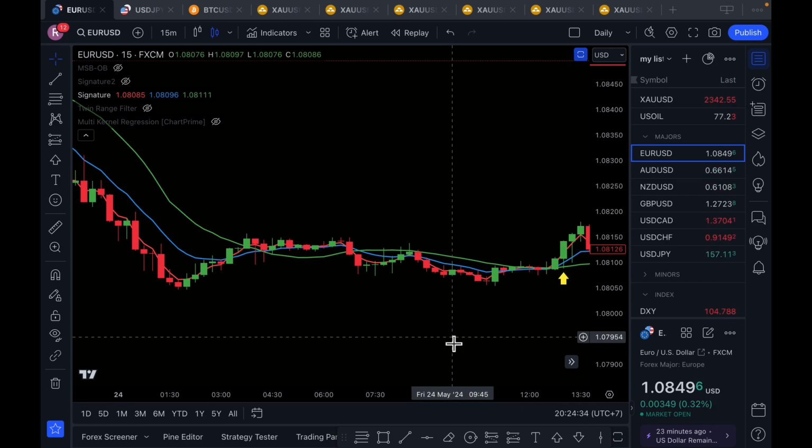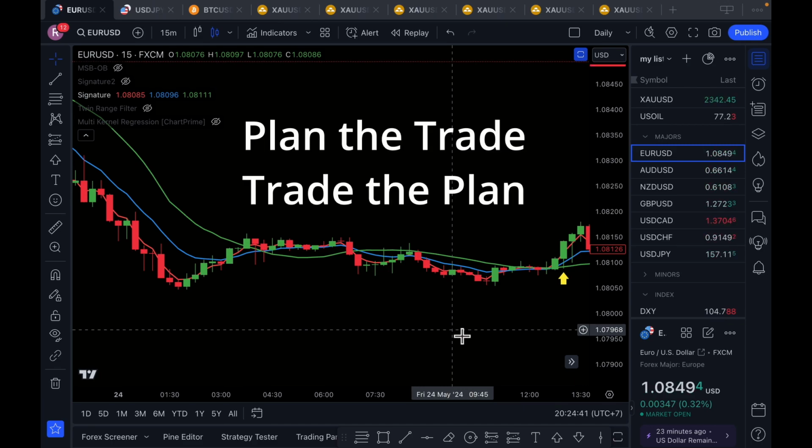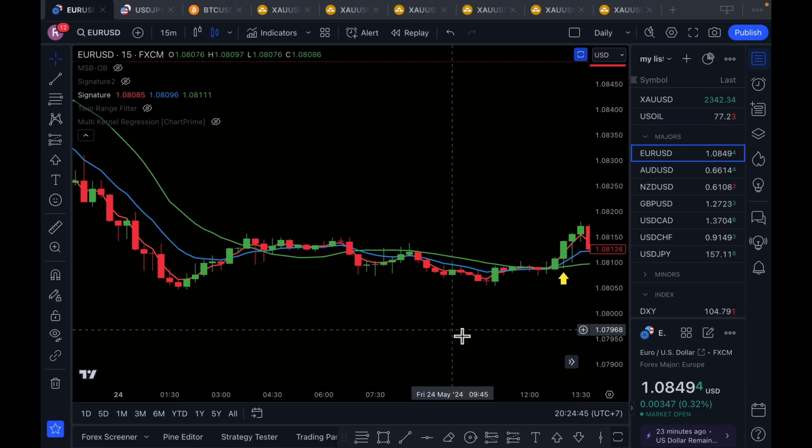So let's say I'm looking at the Euro US and I'm looking at the 15-minute chart. I plan my trades on the 4-hour and the daily chart to get an idea of what is the general overall long-term trend. But to find a good entry, I come back to the shorter time frames like the 5 or the 15-minute. So we're looking at the 15-minute chart on the Euro US as an example.